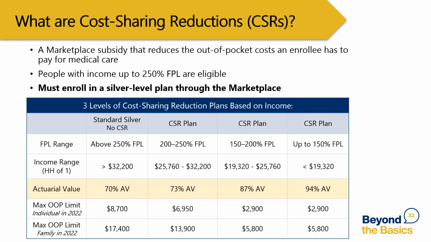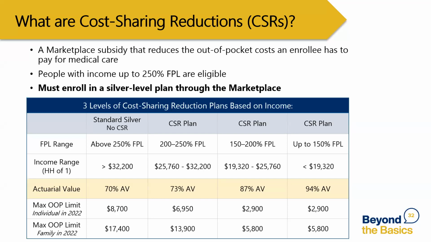Let's see, so the lower a person's income is, the higher the level of CSR they'll be eligible for, which means that people with very low income will have CSRs substantially increase the AV level of the silver plan they select. Individuals with income over 250% FPL, or over about $32,000 per household of one, are not eligible for CSRs. So the AV for silver plans will remain 70% for them.